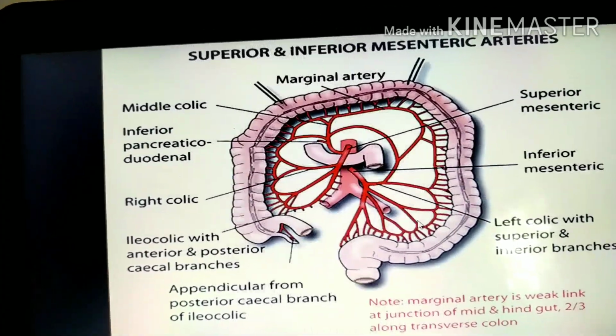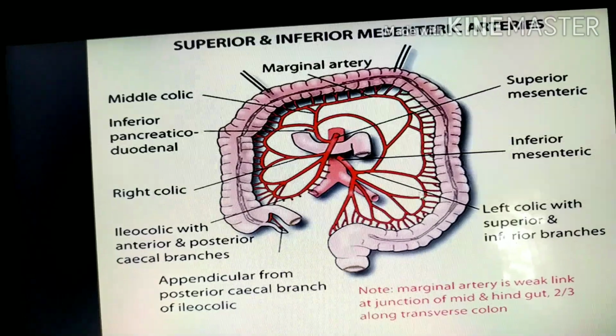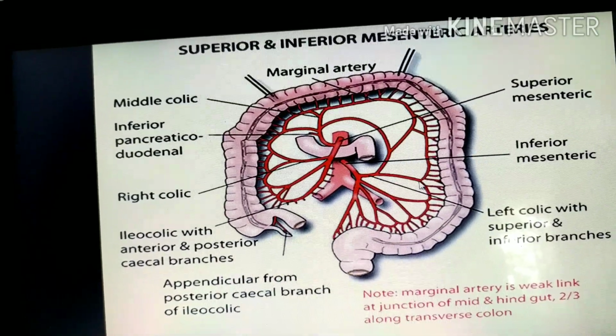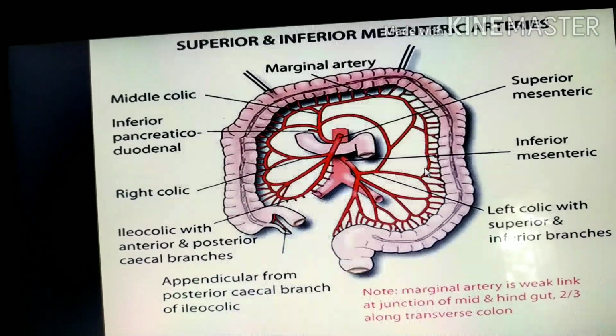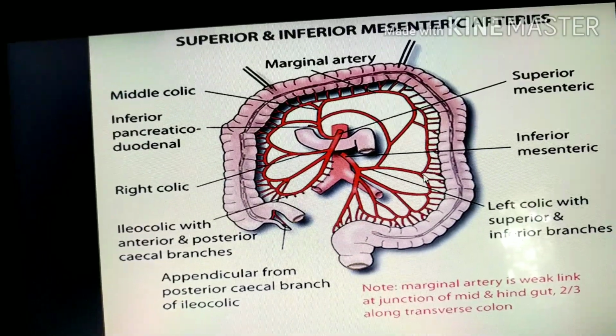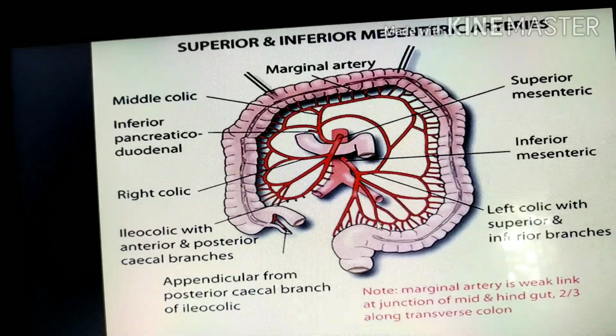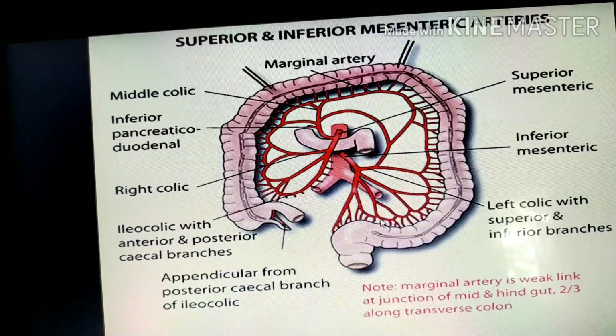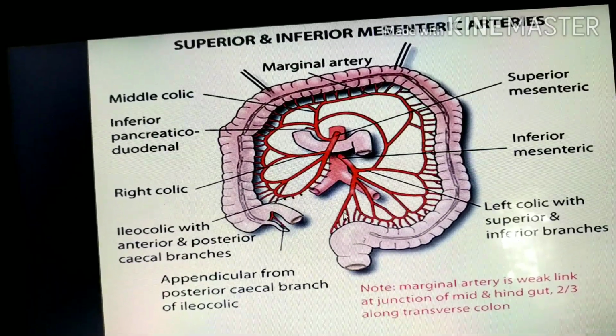Now coming to the sigmoidal branches. Sigmoidal branches are 3 to 4 in number. Now first sigmoidal artery, that is the highest sigmoidal branch, unites with the descending branch of the left colic artery, while the lowest sigmoidal branch unites with the branches coming from the superior rectal artery.